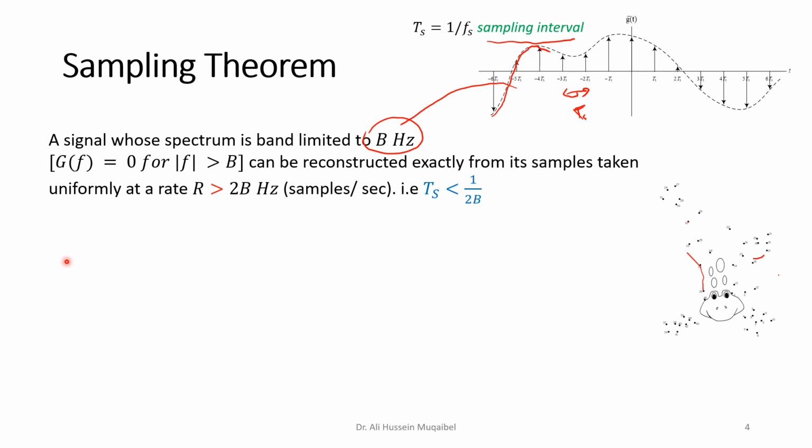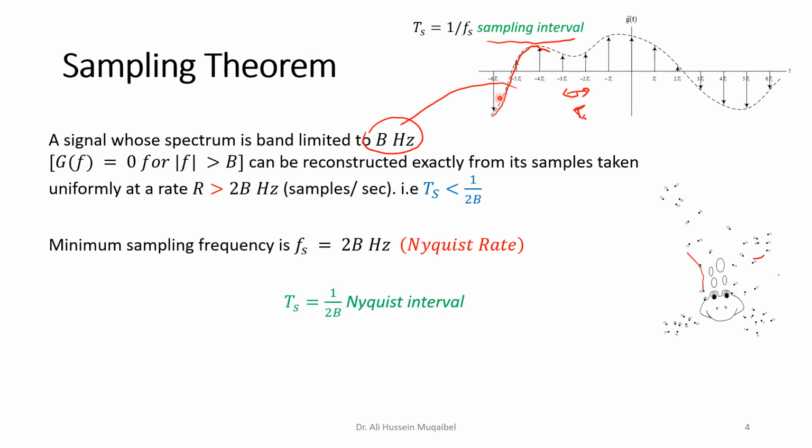Okay, and this is why our mobile phone, when it samples our voice, takes 8,000 samples per second, because our voice is band limited. For intelligible voice, the amount of power that's important is up to 4 kilohertz. We'll call this minimum sampling frequency the Nyquist rate. So if I say a signal is sampled at Nyquist rate, you know it's sampled at 2B, and the Nyquist interval would be 1 over 2B.